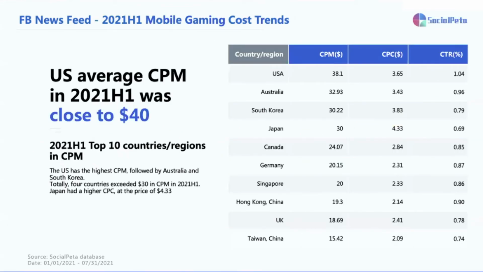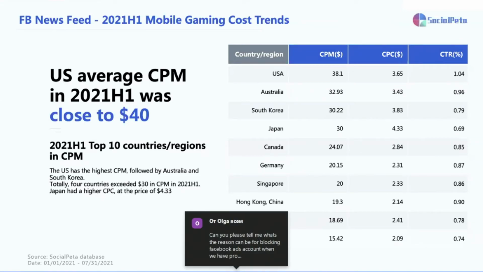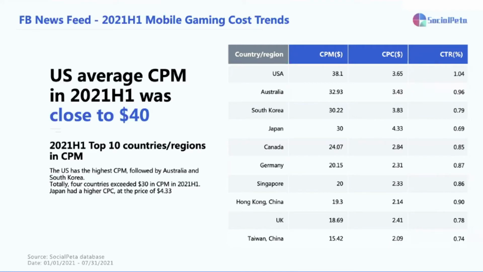And let's take a look at the US part. We can see that the US average CPM was close to $40, followed by Australia and South Korea. In Australia, it's $22, while in South Korea it's $30.